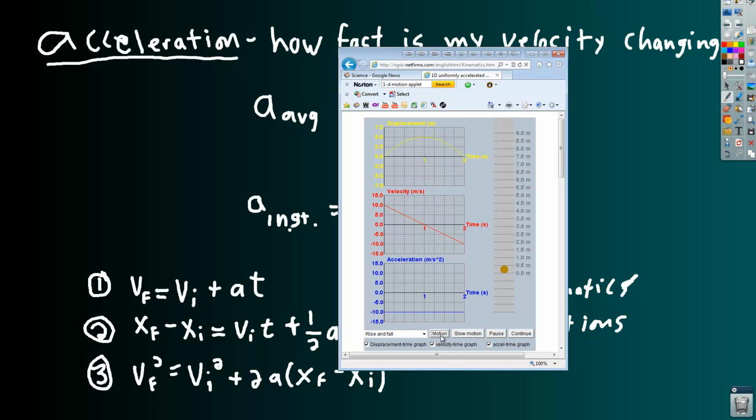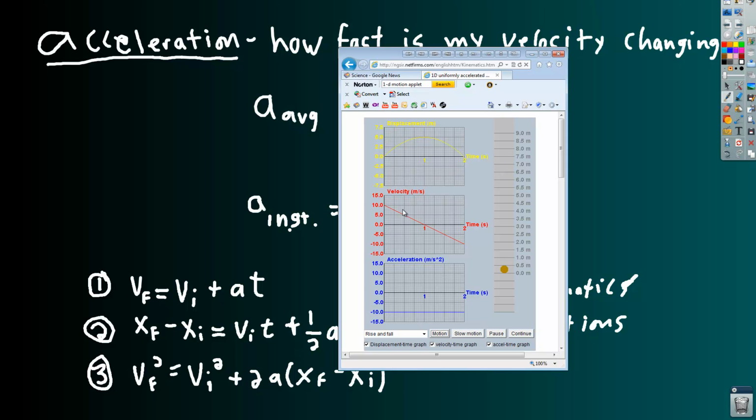Now you should have noticed the following. On the way up, the velocity arrow was pointing up but getting smaller. On the way down, it was pointing down but getting bigger. How does that relate to the graph here? If it's moving up, then its velocity must be up. That's why the arrow was up. And according to this graph, we're calling up positive.